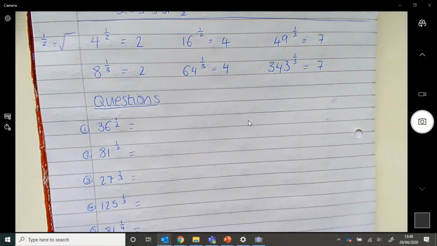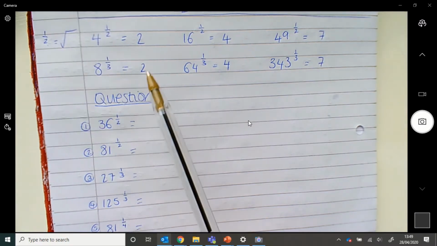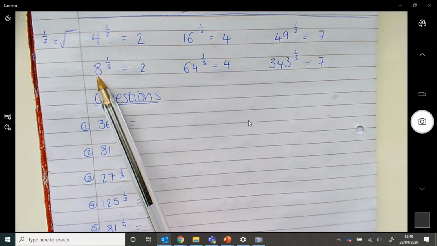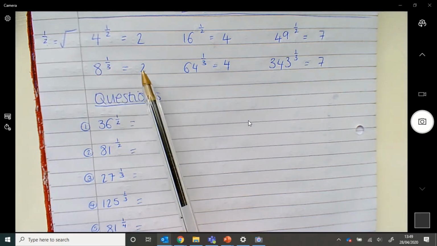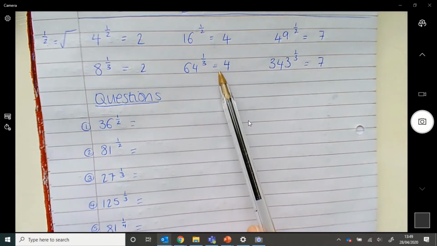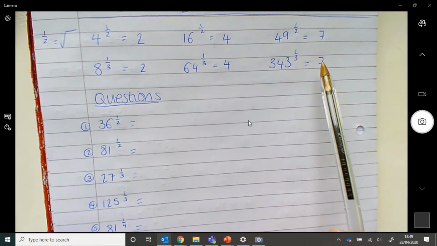So the power of a half means the same as a square root. You'll notice the denominator is a 2. That's because it's the square root. If I look at the next line underneath, I've got something to the power of a third. 8 to the power of a third is 2, 64 to the power of a third is 4, and 343 to the power of a third is 7.